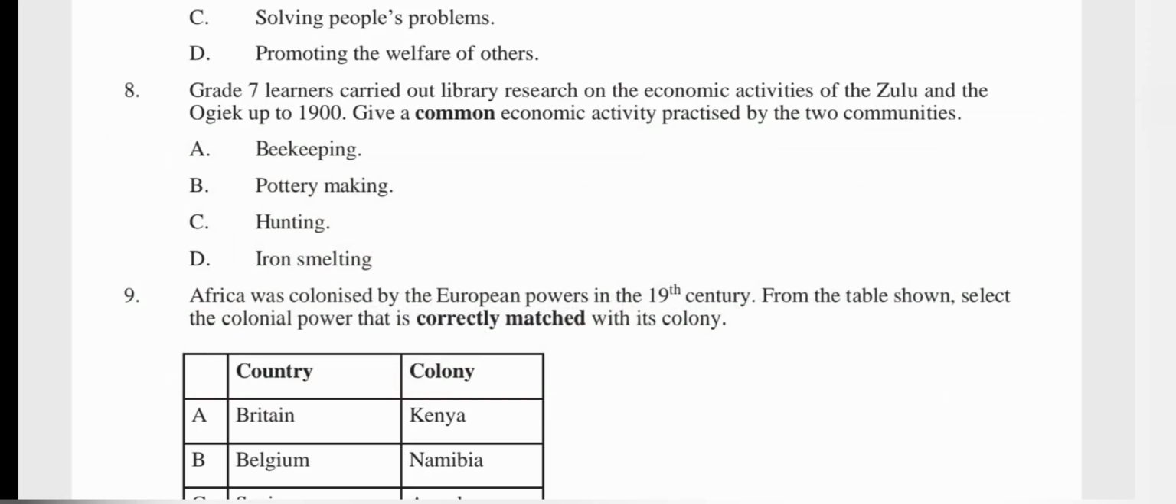Grade 7 learners carried out library research on the economic activities of the Zulu and the Ogiek up to 1900. Give a common economic activity practiced by the two communities, the Zulu and the Ogiek. What was the common economic activity practiced by these two communities? Beekeeping, pottery making, hunting, or iron smelting?